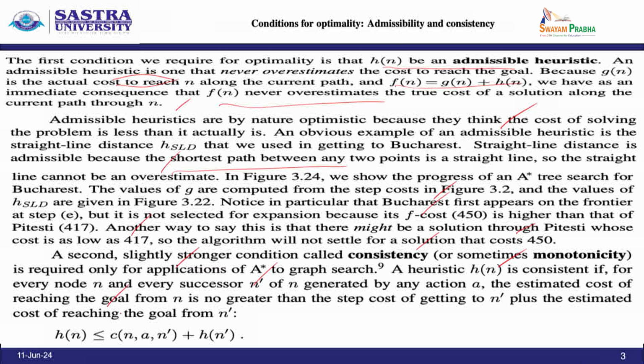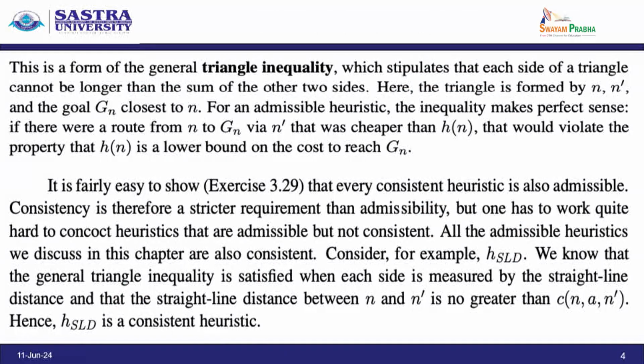So h of n is less than or equal to c of n, a, n dash plus h of n dash, so that the step cost can be calculated. That is how we can easily find out whether a heuristic is consistent. This is the form of the general triangle inequality, which stipulates that each side of a triangle cannot be longer than the sum of the other two sides.